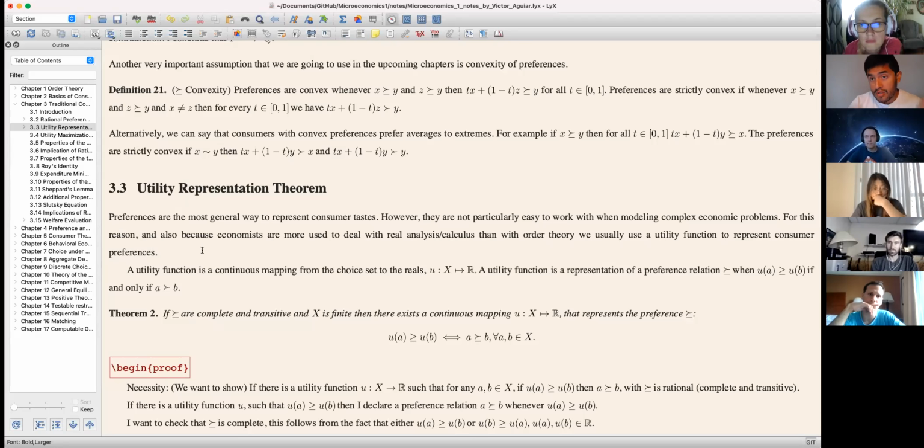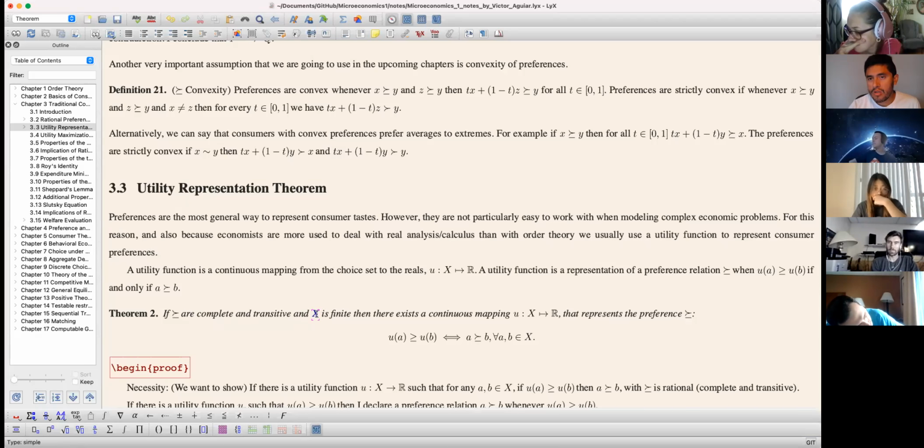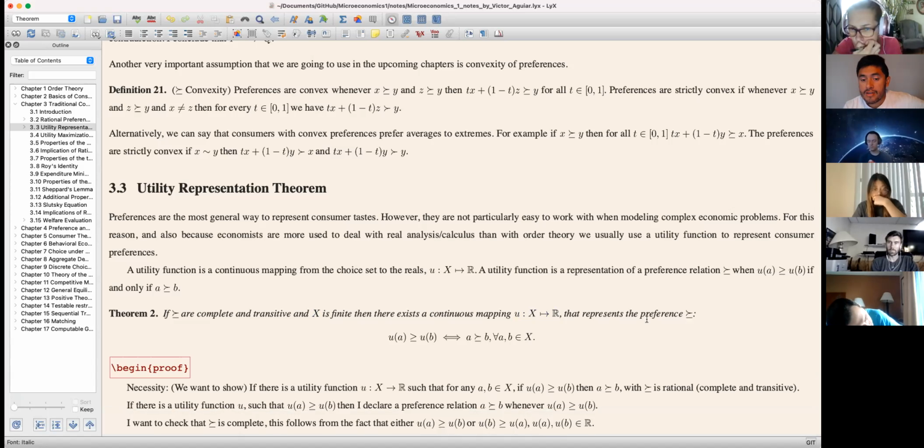And the utility representation, as we did in the examples a moment ago, is basically writing down some utility and playing with it. Now, of course, there is a link between the ordinal relations world and the utility world. That link is called the utility representation theorem. Basically it says that if preferences are complete and transitive, and in this refresher we're just going to cover quickly the fact that when X is finite, so the choice set is just a finite set of alternatives, then there exists a continuous mapping, aka utility function, from the choice set to the reals such that it represents the preferences.